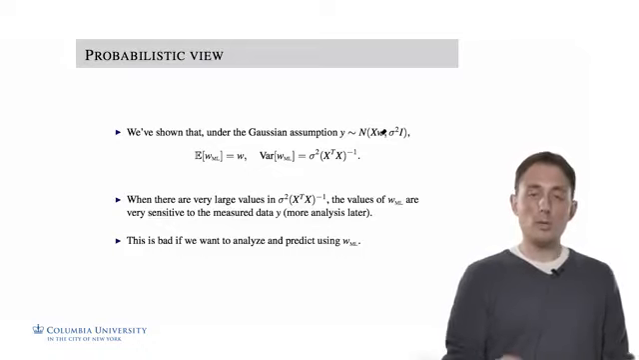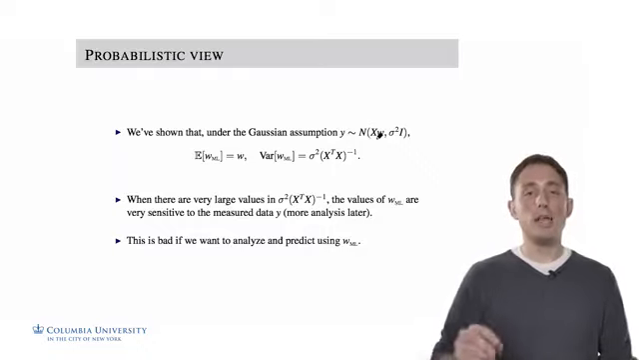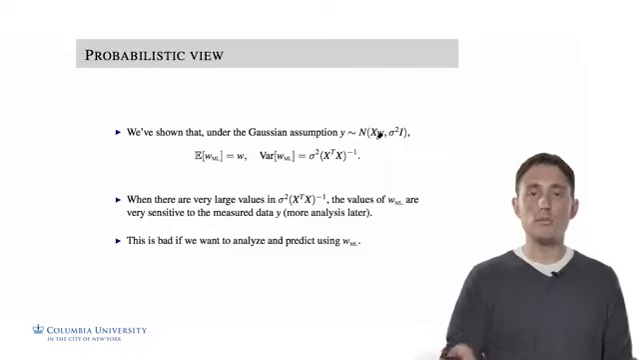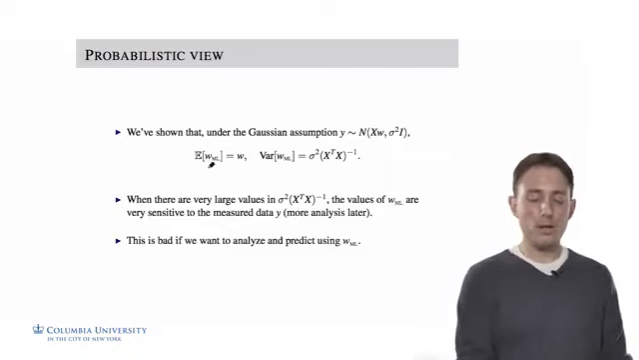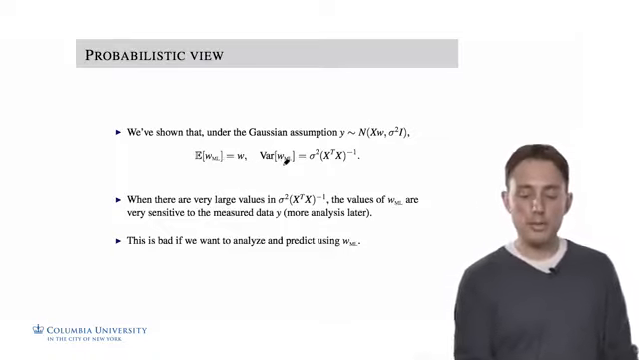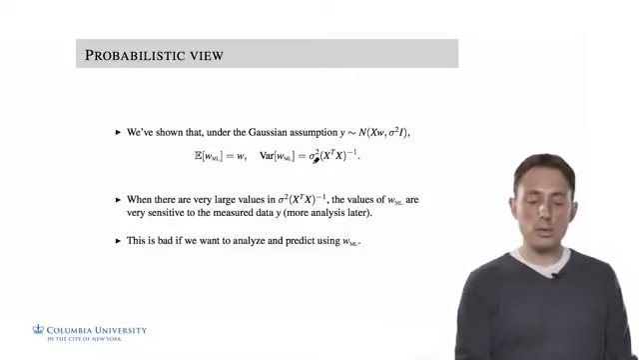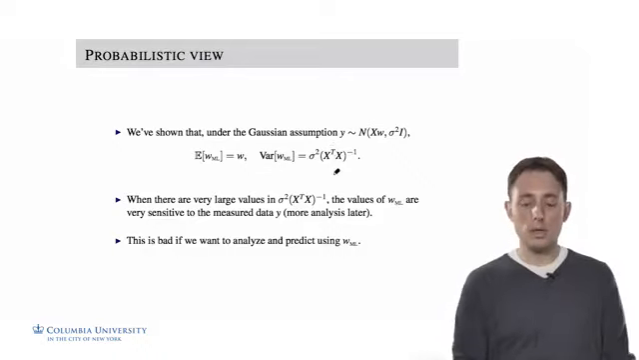So we assume there's some true w. We don't observe it, but we do observe y, which is a random variable, a random vector according to this distribution. And then we try to do the inverse problem of learning what w is using maximum likelihood. Then the expected value of our maximum likelihood solution is equal to the truth. But the covariance of our maximum likelihood solution is equal to sigma squared times x transpose x inverse.